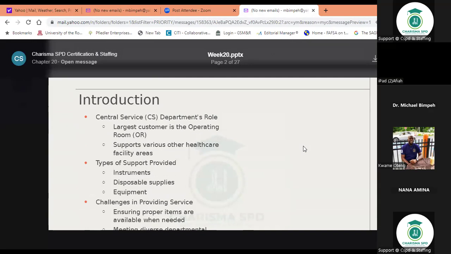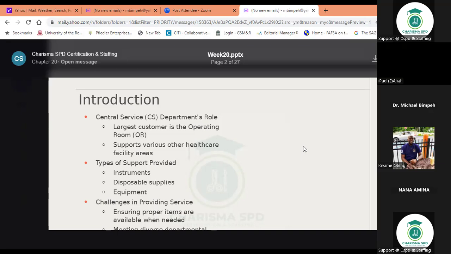The largest customer is the operating room. Yes, the operating room is our main customer. There is no fixed percentage because hospitals vary, but normally we just say about 90%, more or less, depending on the hospital. But putting the operating room aside, we also have other areas. I just mentioned a few of them, like GYN, where you process the vaginal speculums, and then the dental clinic. Not every hospital has all of this, so just bear in mind.